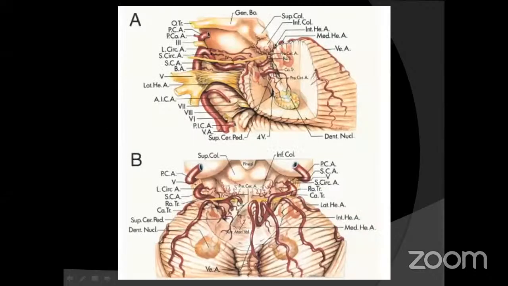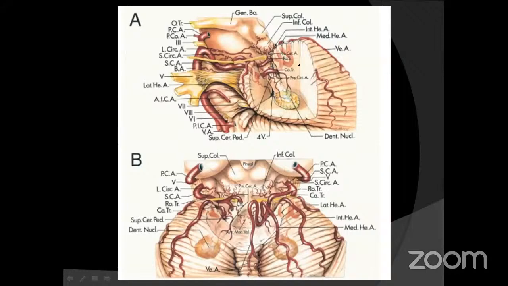A better picture to see this will be here. As we can see, the basilar artery divides into the superior cerebellar artery on both sides, the common trunk of the superior cerebellar artery. Then it's divided into a rostral trunk and a caudal trunk. Now, after division, as we can see, it's going to supply the cortex, the tentorial surface of the cerebellum.